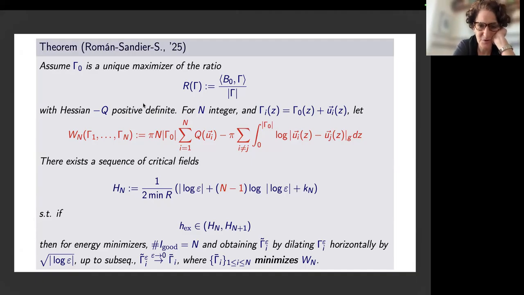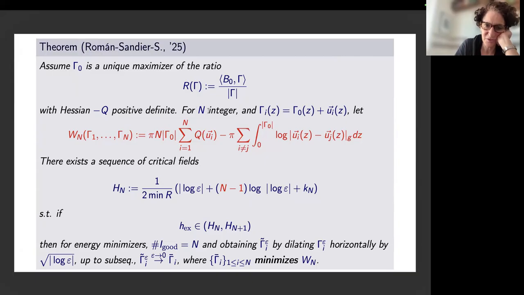Okay, so I can give you the statement of the theorem now. So we have gamma naught, which is assumed to be a unique maximizer of this ratio, this isoflux problem. And we call minus q its Hessian. So because this is a maximizer, the Hessian at the maximizer will be negative. Okay, so minus q will be positive definite. We assume it's positive definite.